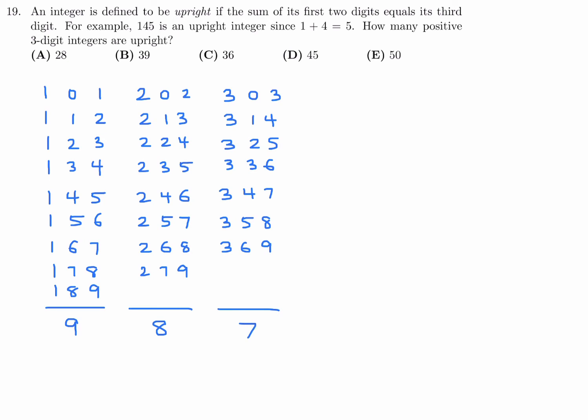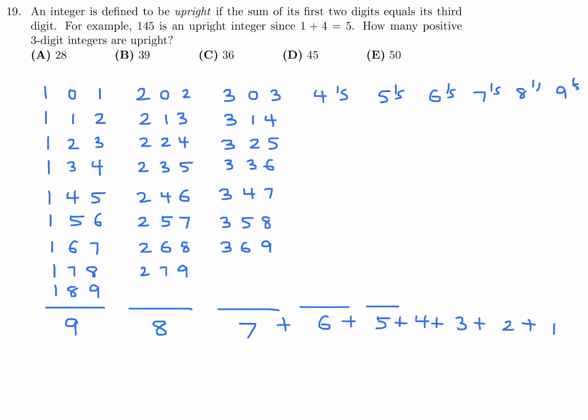It's going to go down by 1 each time. So for the 4s, you're going to get 6. For the 5s, you're going to get 5. For the 6s, you're going to get 4. For the 7s, you're going to get 3. For the 8s, you're going to get 2. And finally, for the 9s, you will have just 1. So this is the equivalent of adding up 1 plus 2 plus 3 all the way up until 9. And that is going to be 9 times 10 divided by 2, which is equal to 45. So number 19, the answer is D.